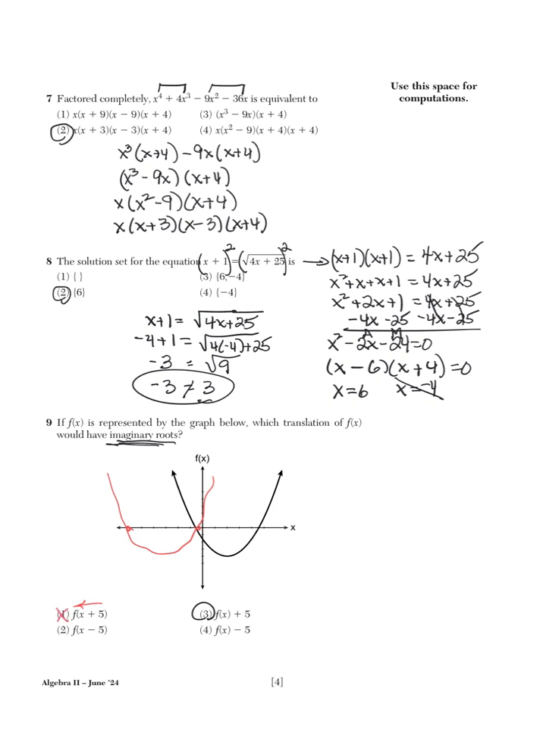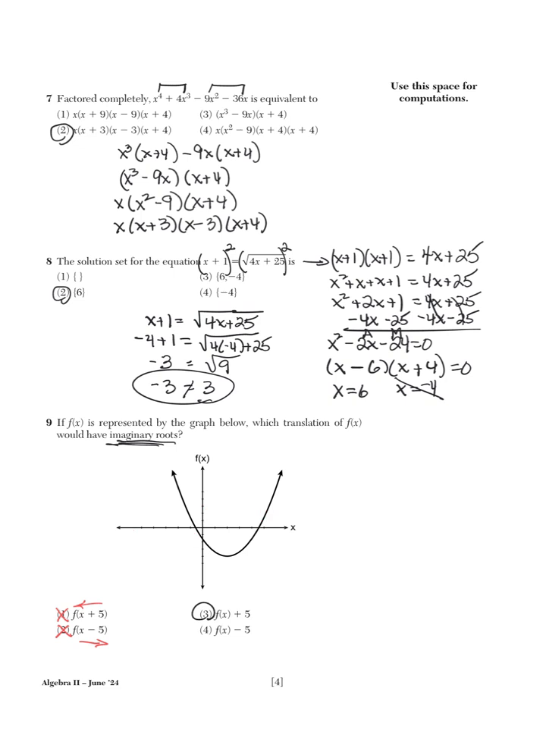And the same thing over here on number 2. That's a shift 5 units that direction. So this point right here is just going to get shifted over, and this point right here is going to get shifted over. So it's going to look like that. Okay, so it's still hitting the x-axis.